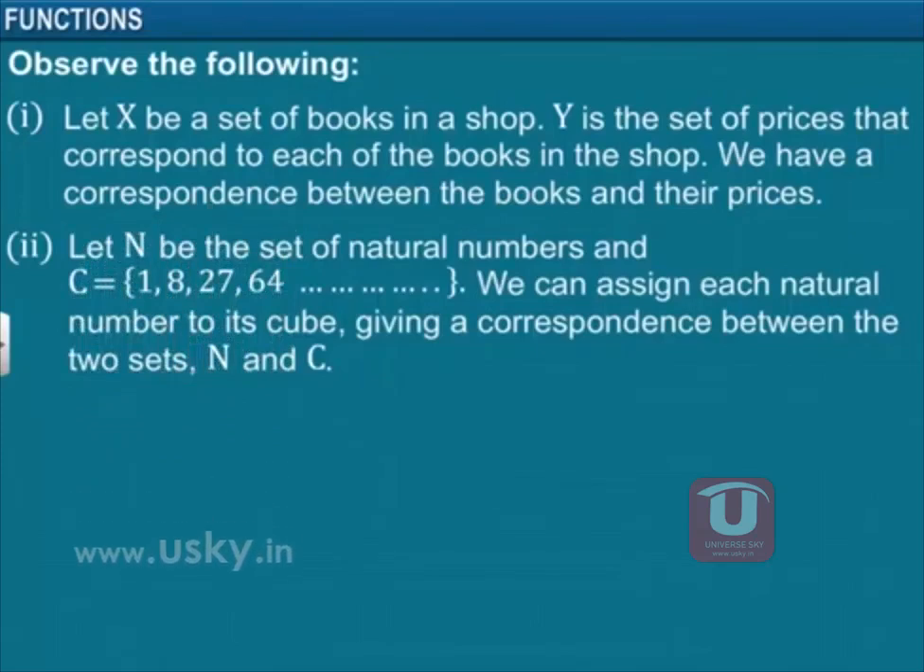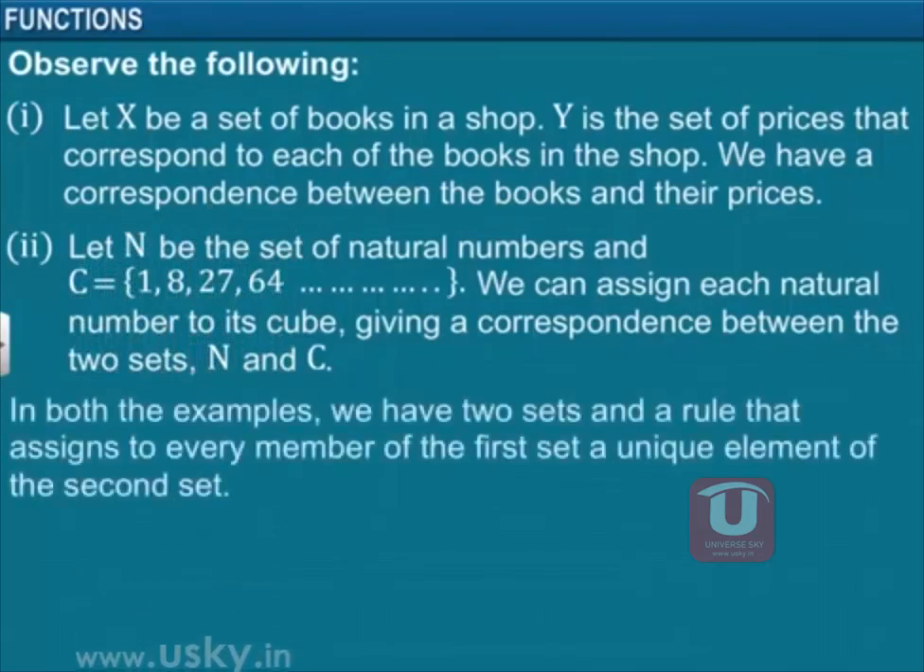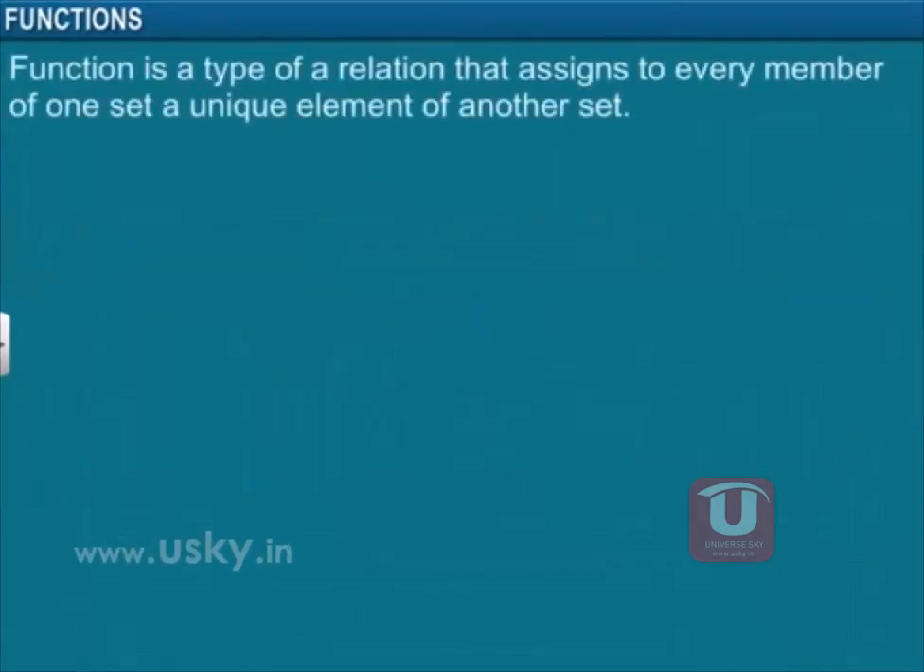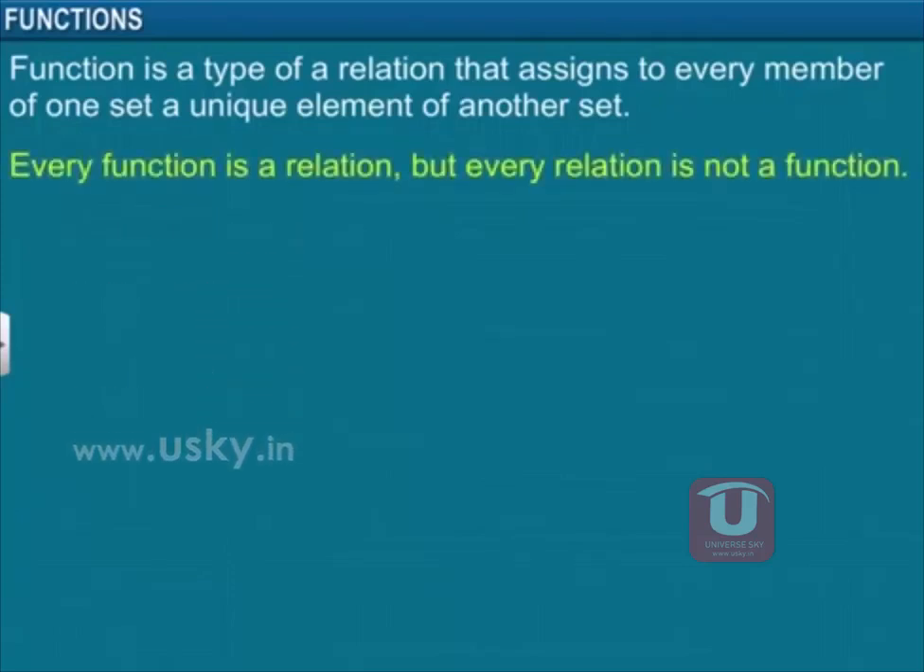Observe that in each of these examples, we have two sets, and a rule that assigns to every member of the first set a unique element of the second set. A function is a type of relation that assigns to every member of one set a unique element of another set. Hence, we can say that every function is a relation, but every relation is not a function. Let's look at functions in a little more detail.